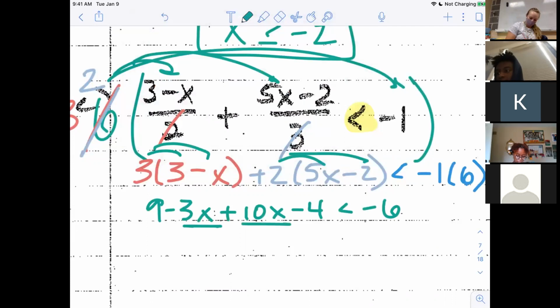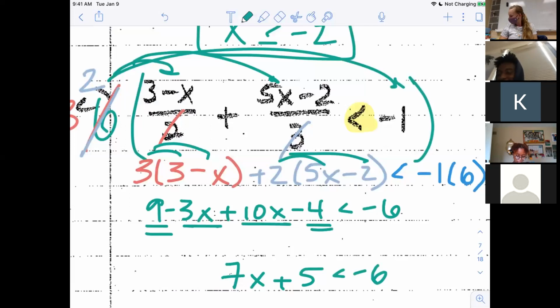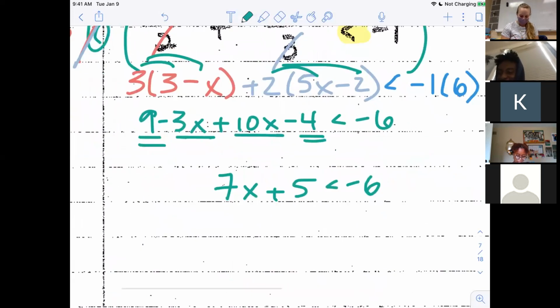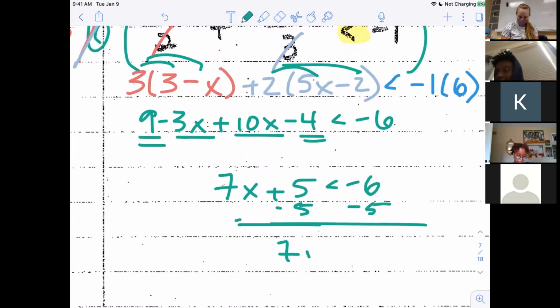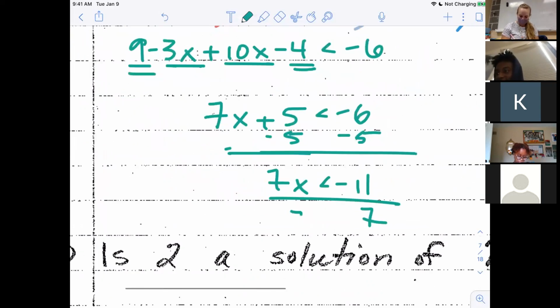Combine like terms: 7x plus 5 is less than -6. Minus 5 from both sides. 7x is less than -11. Divide by 7. x is less than -11 over 7.